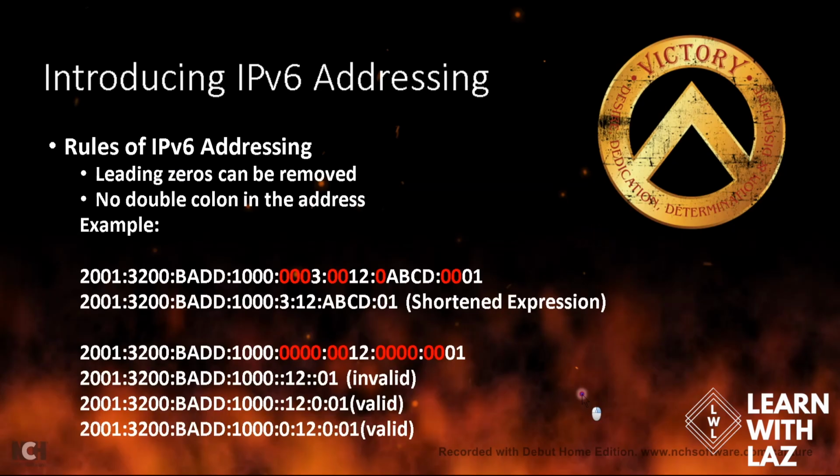One last thing to round this off is rules. There's not that many rules. We only have two rules there. Leading zeros can be removed, and no double colons in the address. And there's your example. Look how long that address is. 2001:3200:BAD:1000:0000:0003:0012:0ABC:D001.